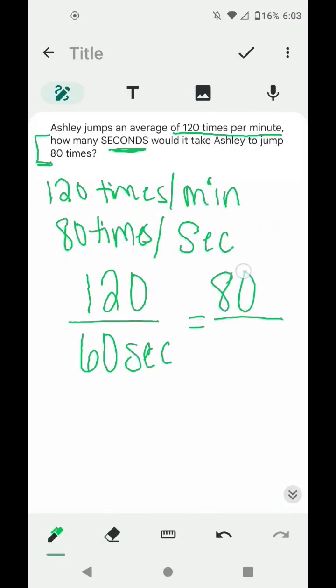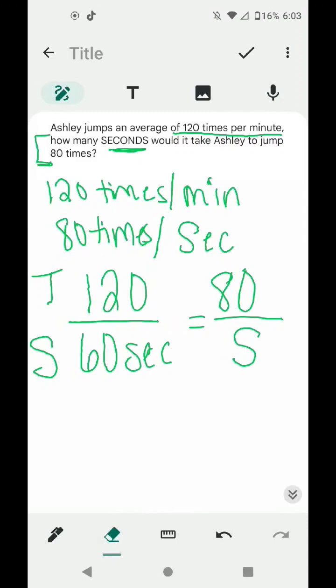80 times, and as you can see, I have times at the top and seconds at the bottom. You want to make sure that when you set up your proportion, everything is true. These are connected. They have a relationship. Times jump. These have a relationship as well as far as seconds. And then vertically, I also have a relationship because the rate 120 times goes with 60 seconds, okay?